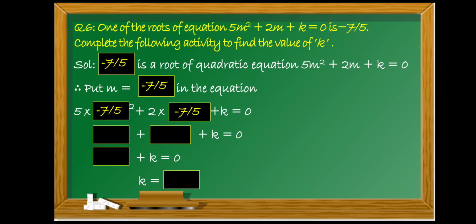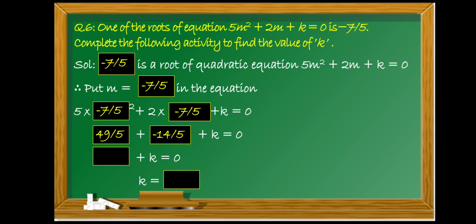Now we are going to resolve it. See, minus 7 upon 5 squared means 49 upon 25. Square of a negative number is positive. So 49 upon 25 will be multiplied by 5. 5 and 25 are divisible, so you will get 49 upon 5. Coming to the next box, plus 2 multiplied by minus 7 upon 5. Plus into minus is minus, 2 7s are 14 upon 5.